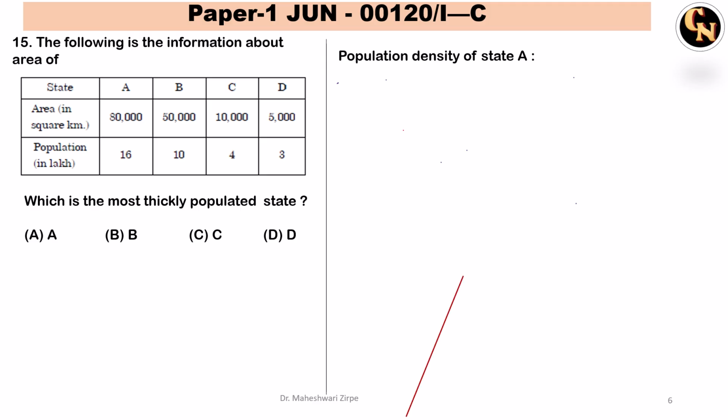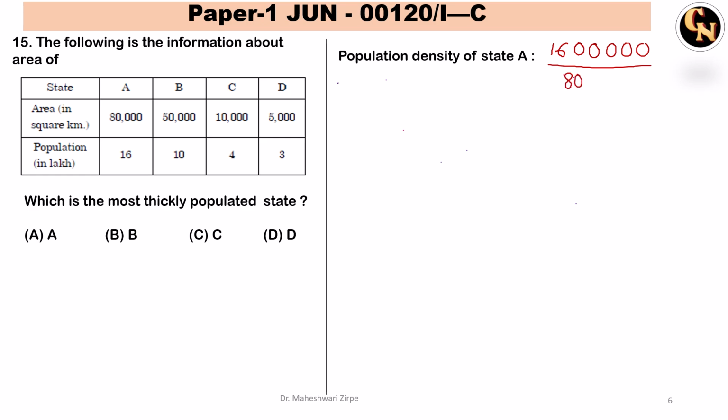So the population of state A, how much is state A? They have said population is 16 lakhs. So let us write 16 lakhs. 1, 6 and lakhs means how many zeros here, students? 5 zeros. So let us write 5 zeros. 1, 2, 3, 4 and 5. So this becomes 16 lakhs, and how much is the area? Area in square kilometers is 80,000.